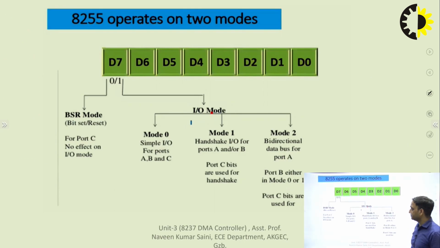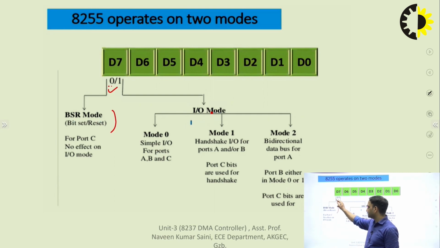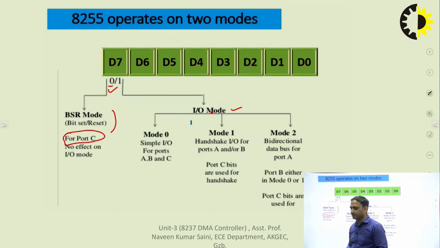So what is the significance of that? This is a very important point: the 8255 operates in two modes of operation, where the D7 bit decides which mode the 8255 will work in. If D7 is 0, then it will work in the BSR mode. If D7 is 1, then it will work in the IO mode. In the BSR mode, only port C will be used, with no effect on the IO modes.